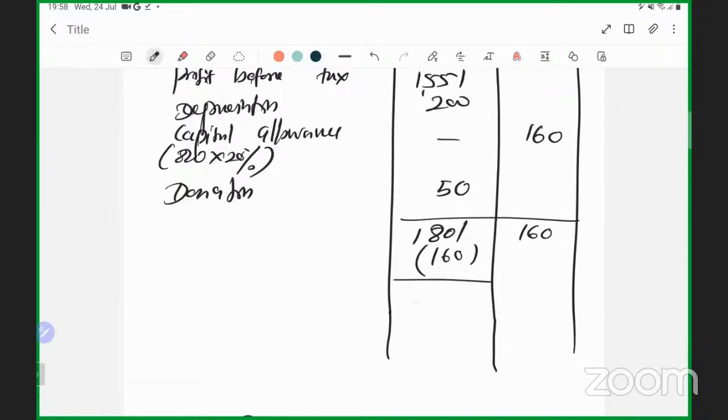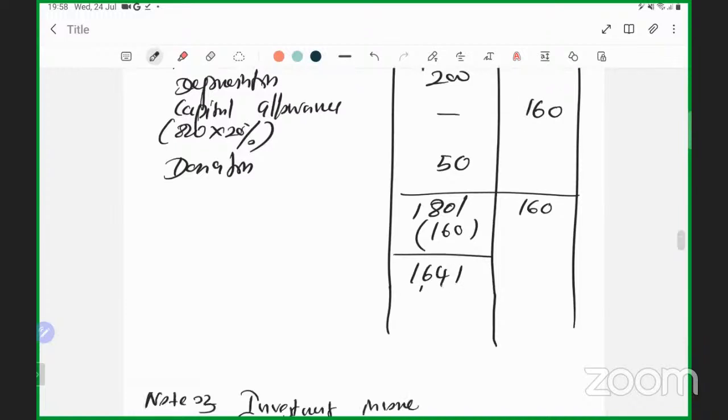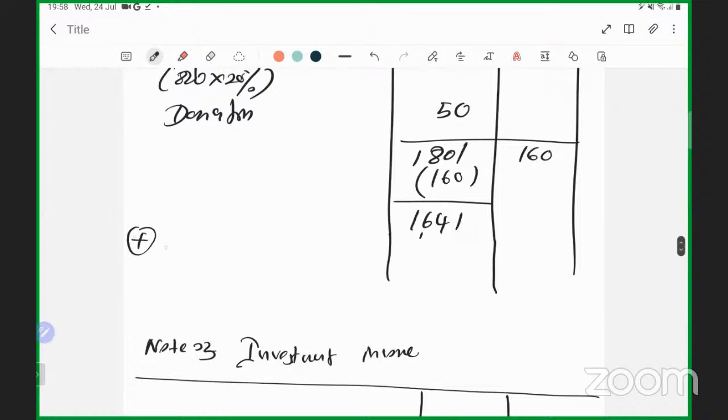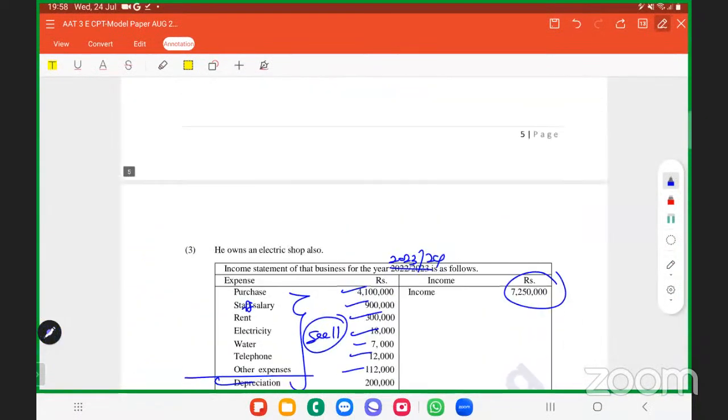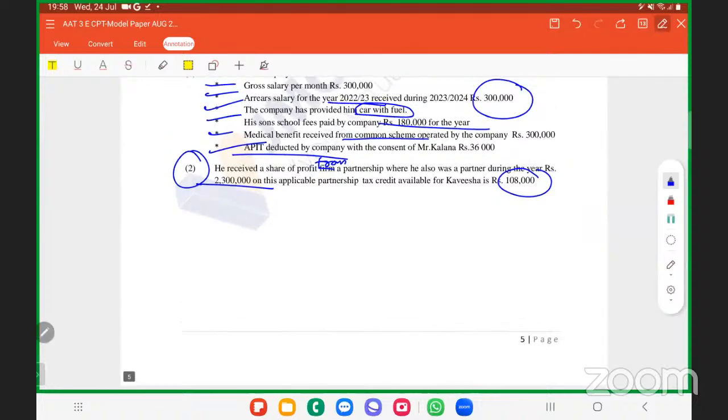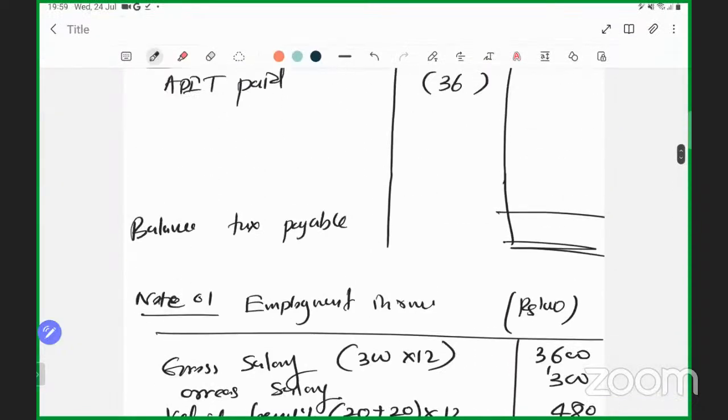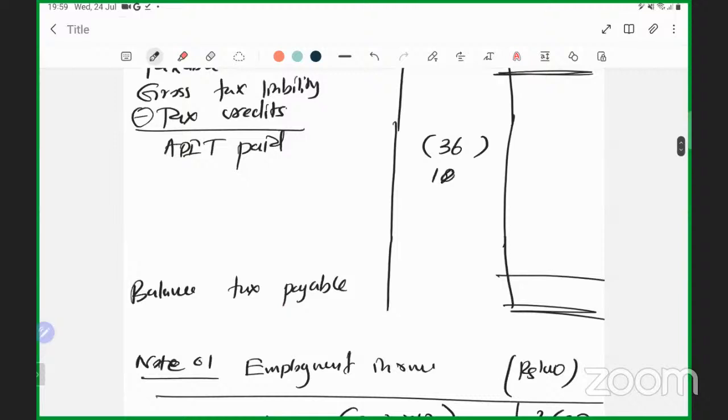You know, 1641. So from that you need to add what? Partnership profit share. So how much is the partnership profit share? As I remember, if I was not mistaken, it was 2.3 million. Yes. Then 108,000 is the tax credit. Therefore, here 108 you can take as a partnership tax credit.